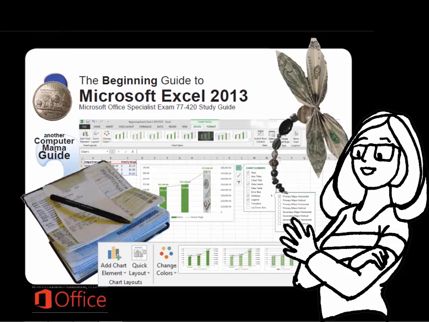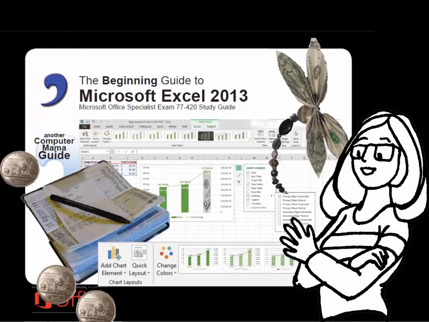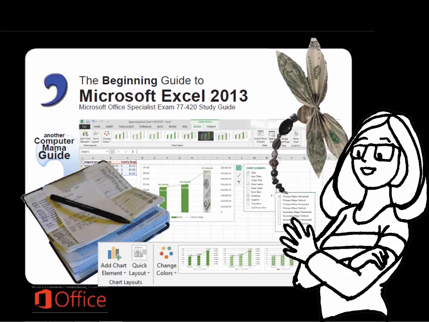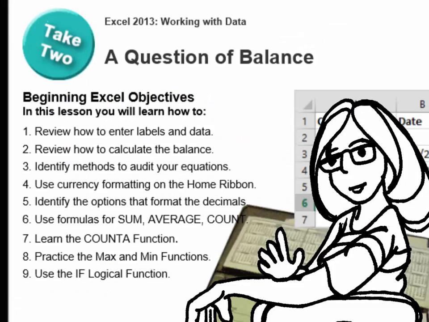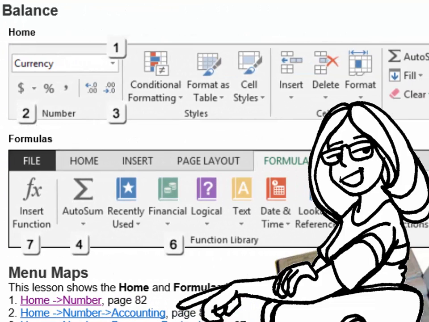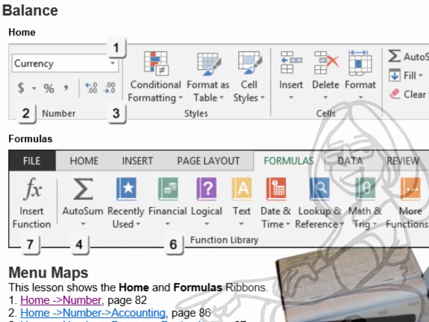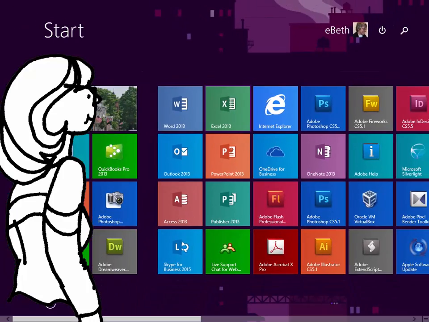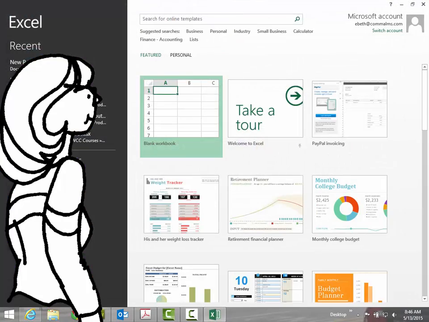The Beginning Guide to Microsoft Excel 2013, A Question of Balance, another Computer Mama Guide. In the first part of this lesson, we're going to balance a checkbook. In the second part, we're going to learn all the functions under AutoSum. The ribbons we're going to focus on are Home and Formula. So if you are ready, please start the program, Microsoft Excel, and double-click Blank Spreadsheet.